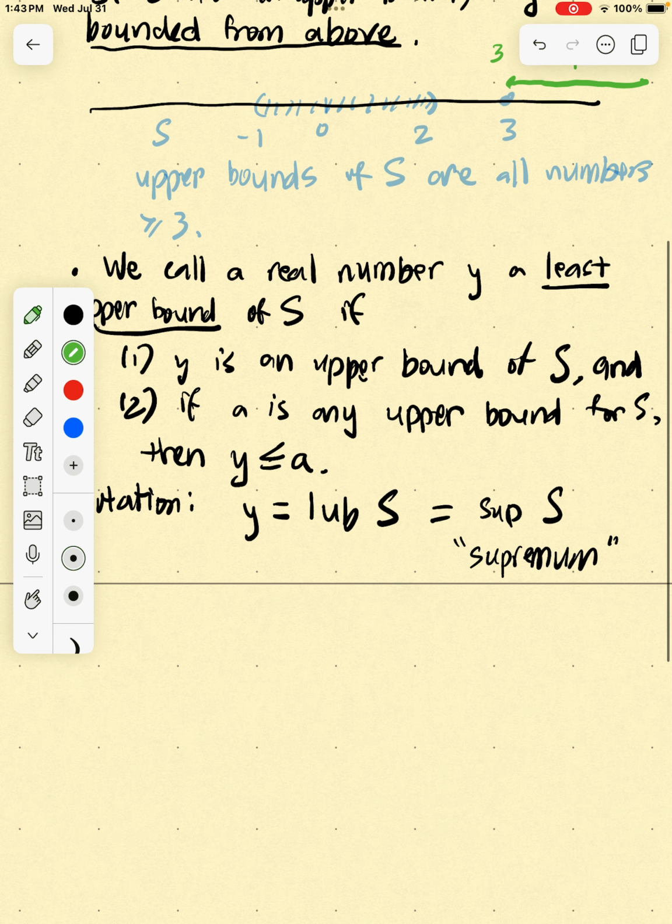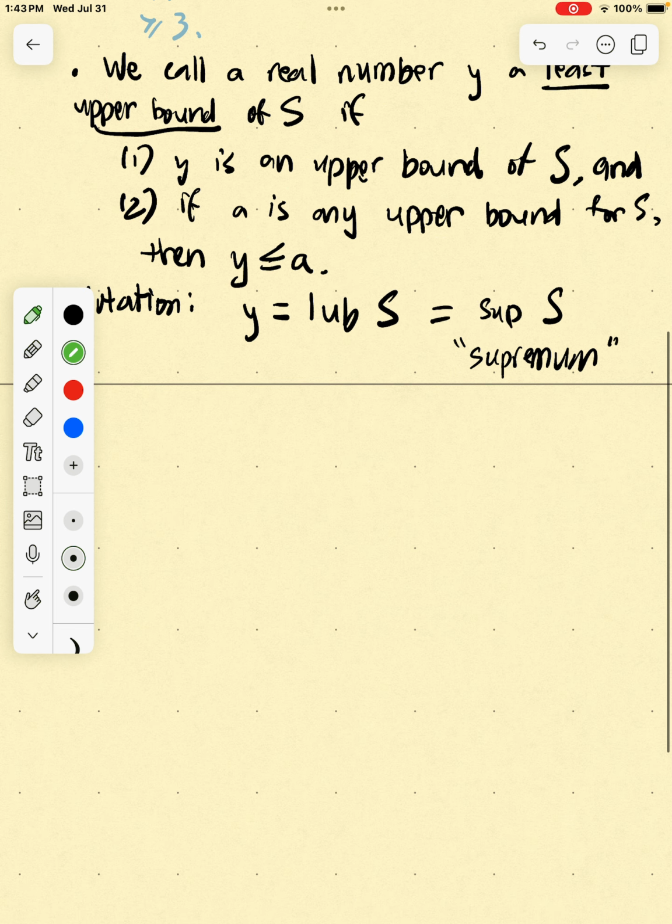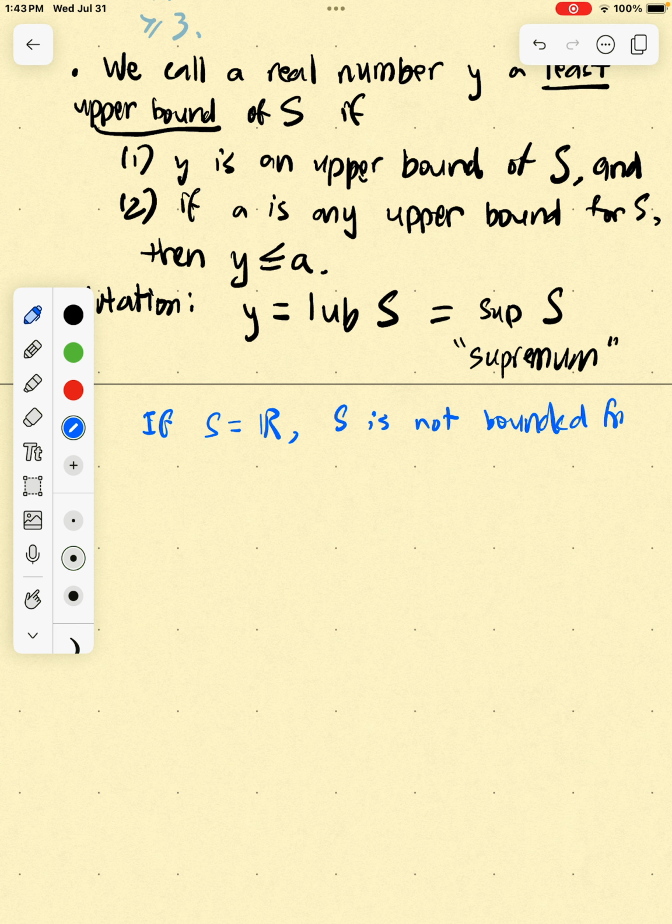Let's look at some examples. First of all, you can take S to be just a set of real numbers. For example, if S is R, then S is not bounded from above, because there's no number that's greater than or equal to all real numbers. So there's no upper bound for S.